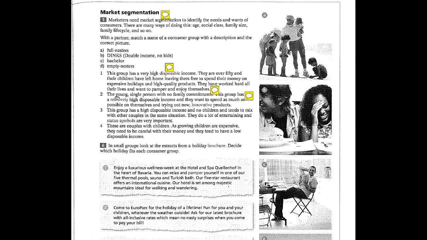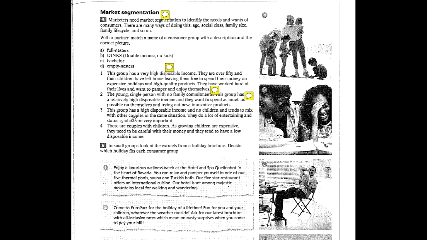Group 2. This young single person, no family commitment. So single person with no family commitment. A lot of income. So these are bachelors. They are single and they have no family commitment. So number 2, you have to match it with D.